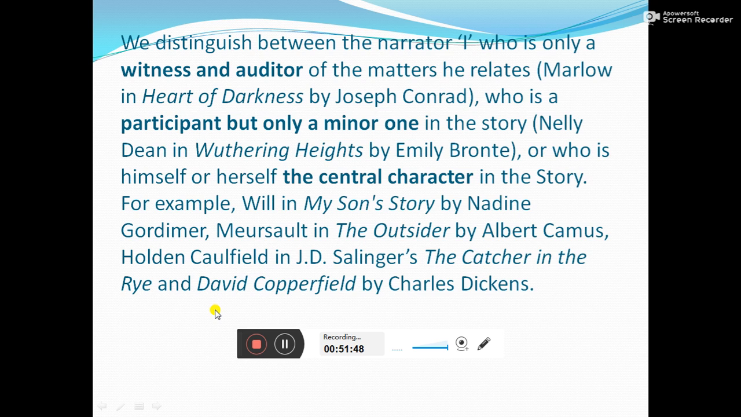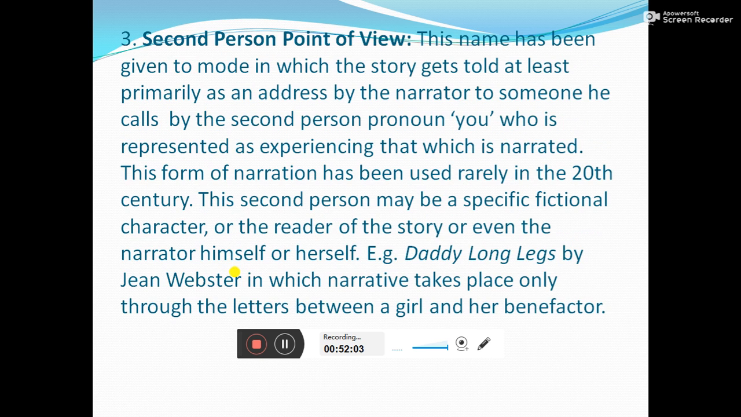Okay, so there can be different types of the first person narrator, right? Now we move to the next point of view, which is quite rare, that is the second person point of view. This name has been given to the mode in which the story gets told, at least primarily, as an address by the narrator to someone he calls by the second person pronoun you.